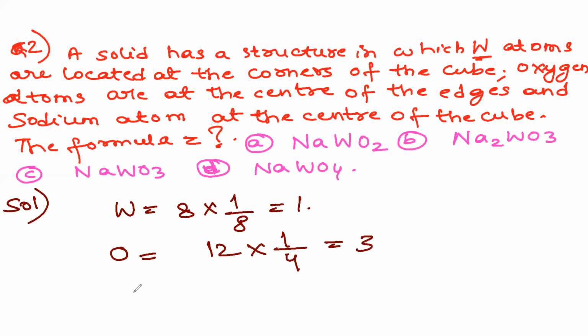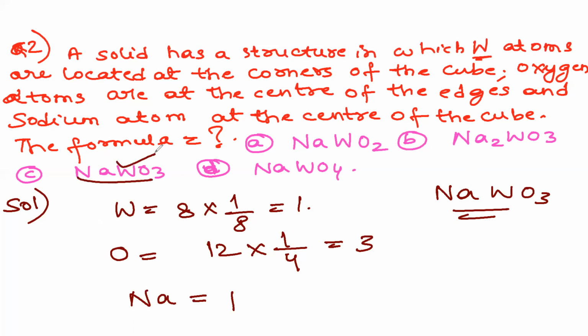Similarly for sodium, they have given sodium atom is at the center of the cube. Center of the cube is only 1. So the answer is NaWO3, because sodium is 1, oxygen is 3, and tungsten is 1. So option is C. So in this way, you have to solve the question. I hope it is clear.